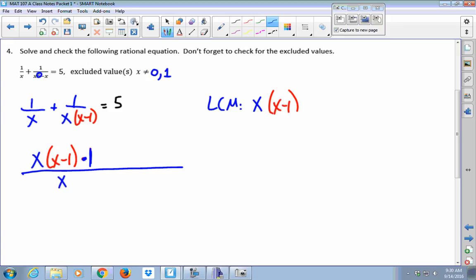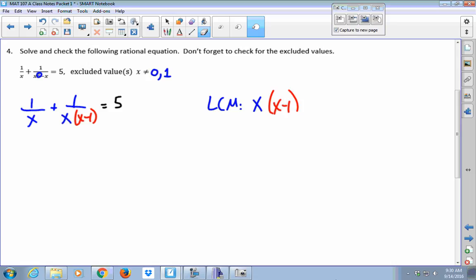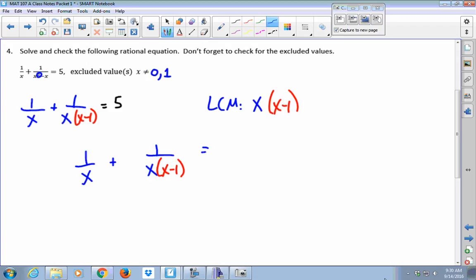Confusion slightly. So the first number is 1/x. Okay, let me write it this way. Here's my first fraction, 1/x. Here's my second fraction, 1 over x times x minus 1. And my right side equals 5. So I'm going to multiply both sides of the equation by this. I'm going to multiply everything on both sides. That's the key, everything. You can't just multiply one part of your equation.